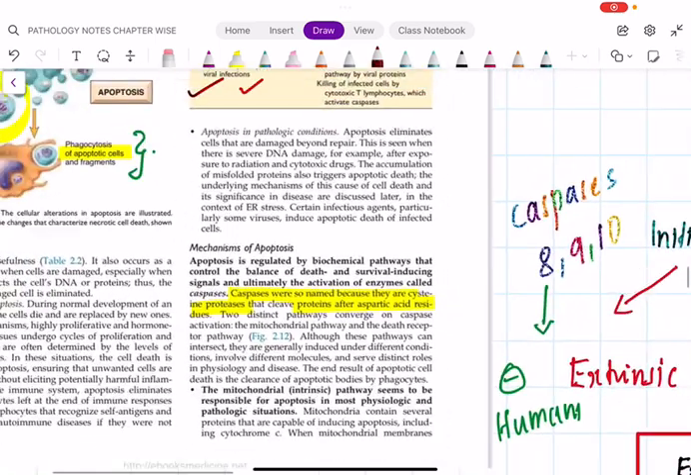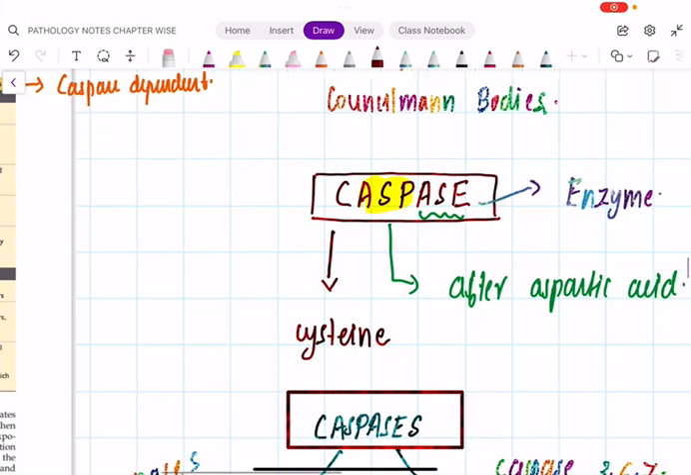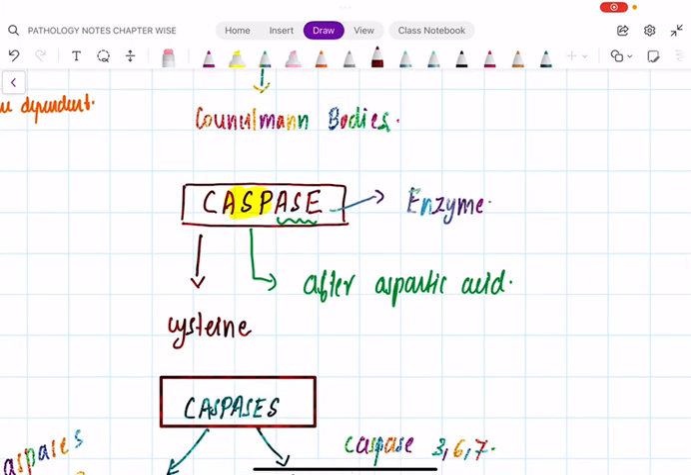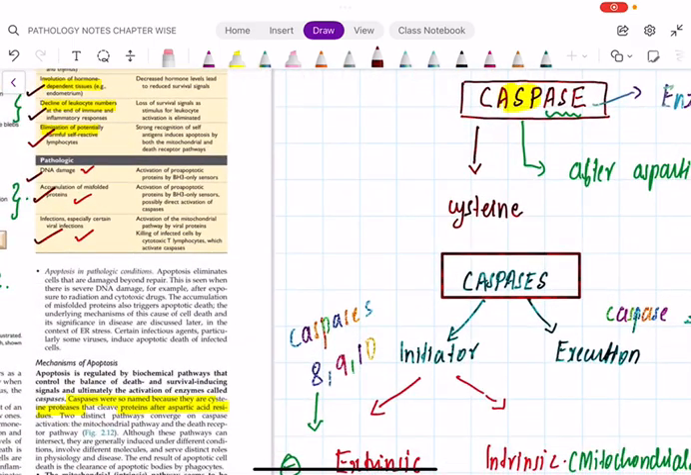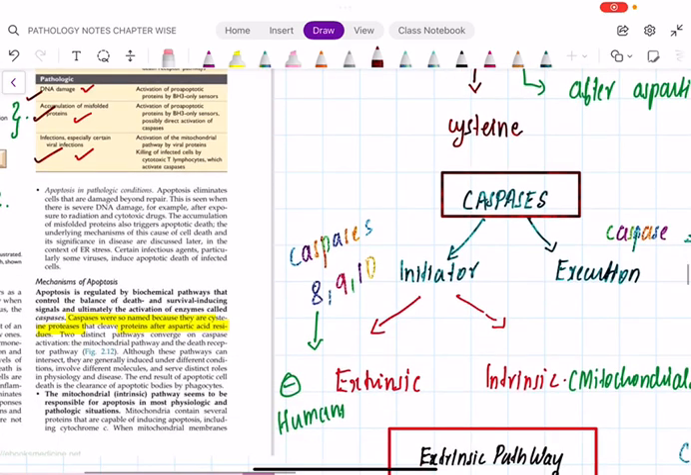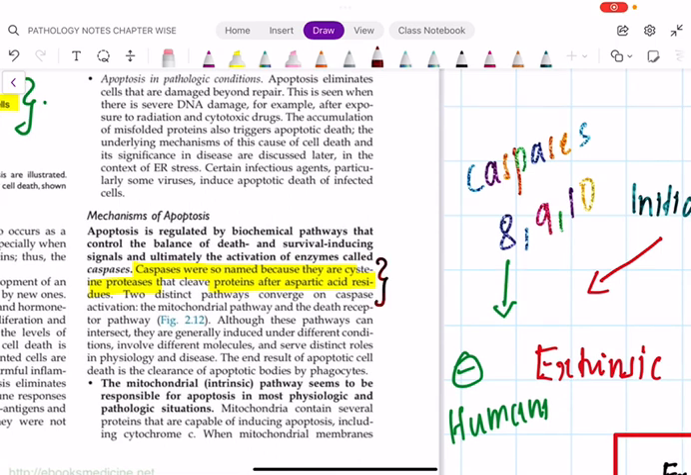In apoptosis, we have a group of enzymes called caspases. What are caspases? C stands for cysteine, ASP means they are going to cleave after aspartic acid, and ase stands for enzyme. So they are cysteine proteases that cleave proteins after aspartic acid residues. That is it. They are cysteine proteases which cleave the proteins after aspartic acid residues.